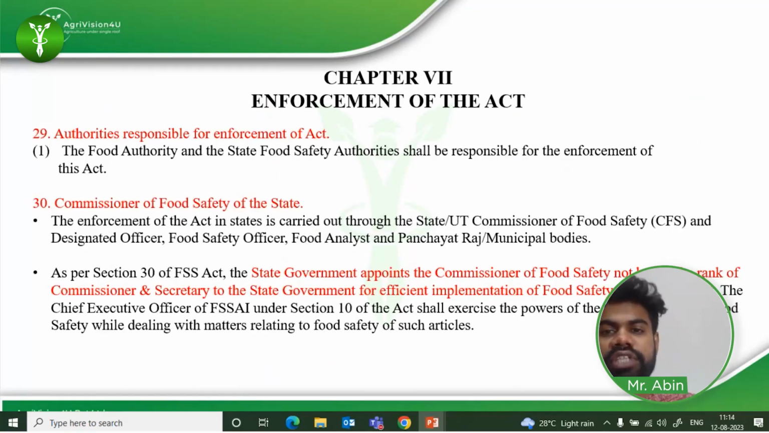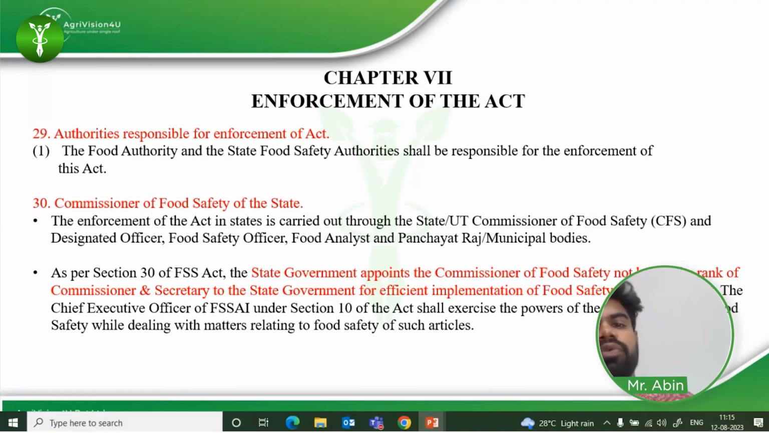So coming into chapter 7, enforcement of the Act. Till now we have seen the responsibilities of the food business operator, imports, special provisions as to food safety, the food authority composition, structure, definitions, and all those things. Now onwards we'll be seeing very important sections, starting from chapter 7, enforcement of the Act.